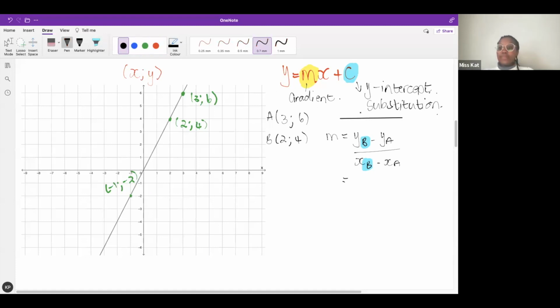Malibongwe, are you there? Nope, never mind. Okay, guys, let's help. Thank you. That would be 4. That's the y coordinate for B. Minus, what is the y coordinate for A?